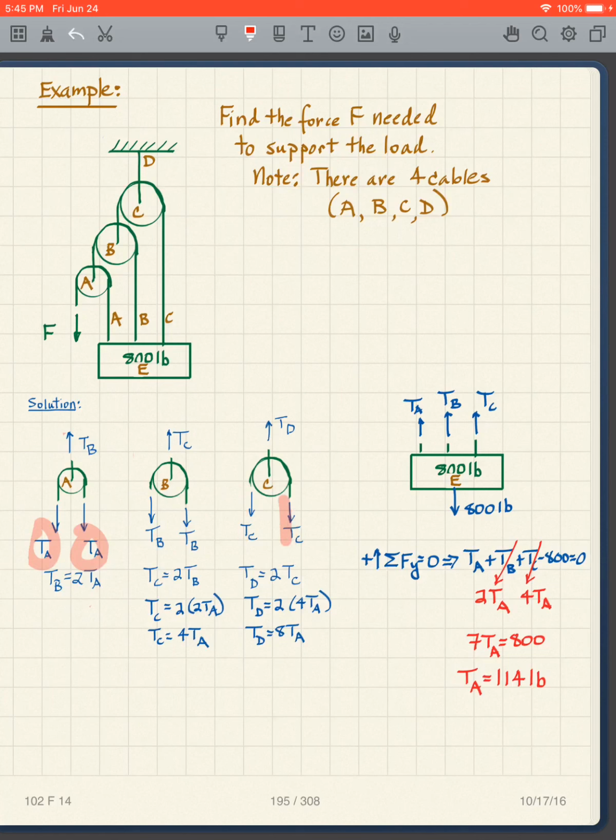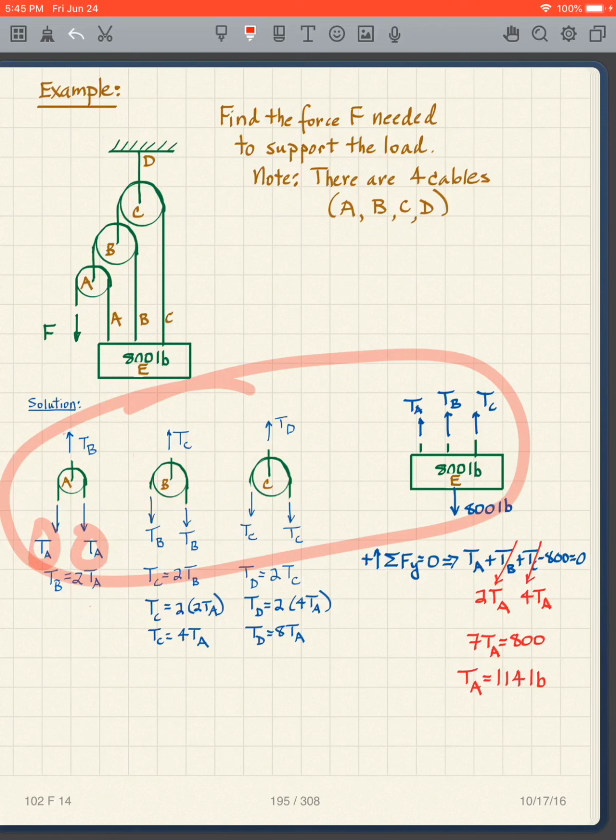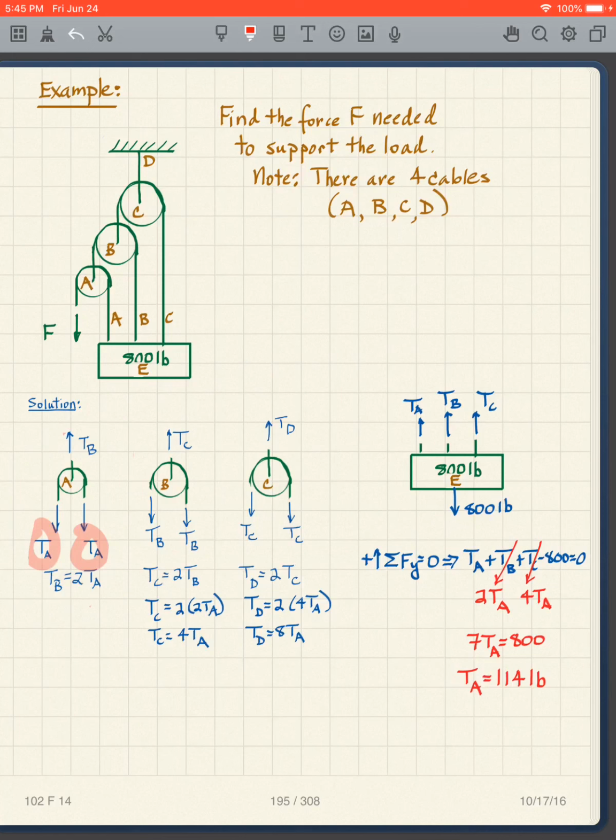So it looks like I have, again, too many unknowns. I've got 4 free body diagrams here. How can I connect them together? Well, it ends up that here's how we can do it.